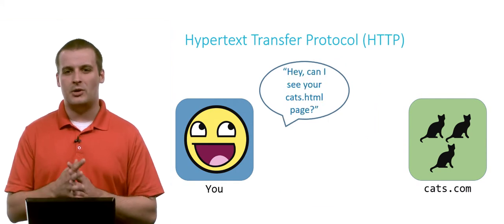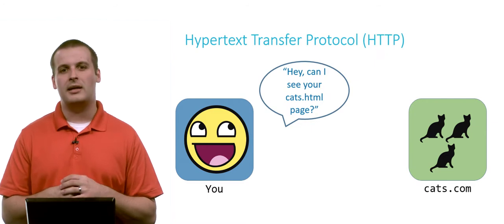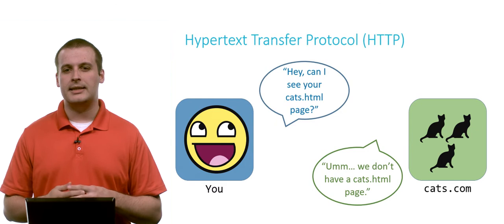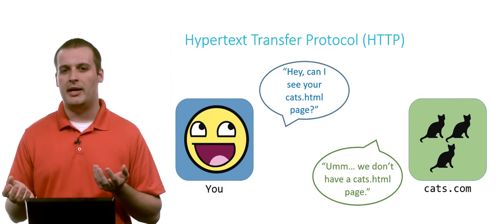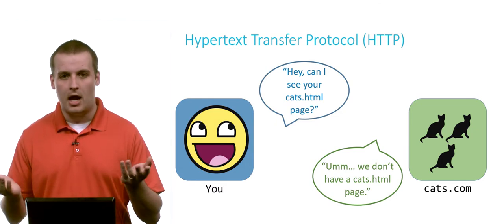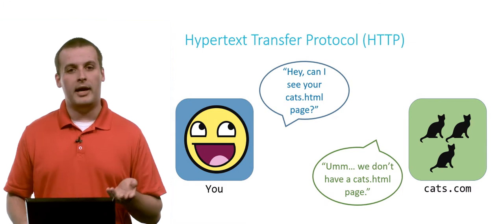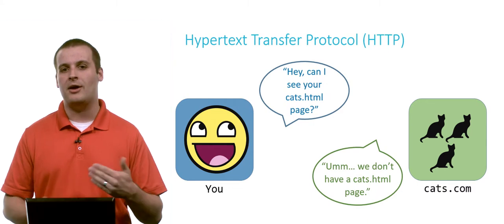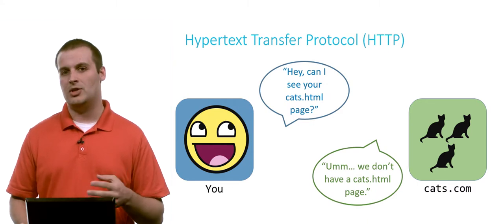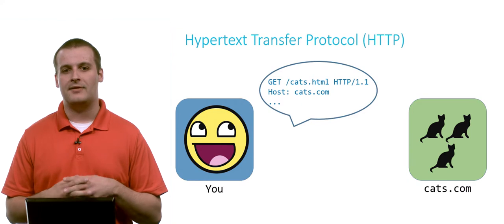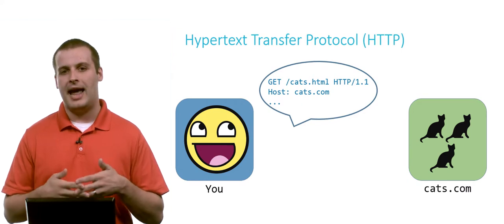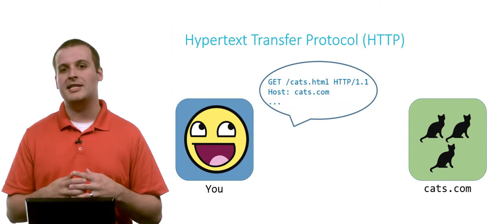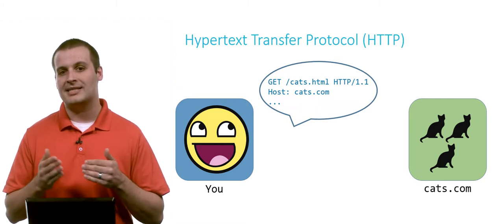But sometimes our requests don't always go quite according to plan. Can I see your cats.html page? Well, what if they say, we don't have a cats.html page, which seems kind of unrealistic because they're cats.com. You'd think they would have cats.html. But okay, so this is the conventional human interaction we've now had with cats.com. How does that translate? This might be something familiar to you. Our request looks exactly the same, except instead of getting /, we're now getting cats.html. So now what this entire request is saying is, please give me www.cats.com/cats.html.